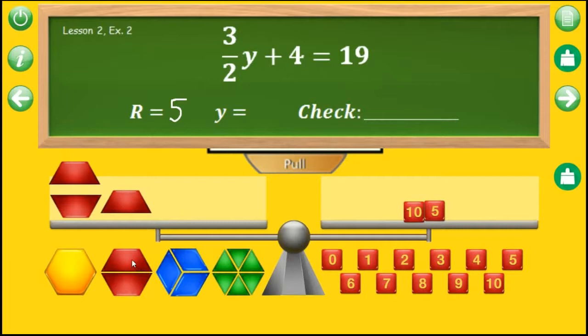The red block is 5. How many red blocks make up the yellow block? 2, so that'd be 10. Yeah, y is 10.